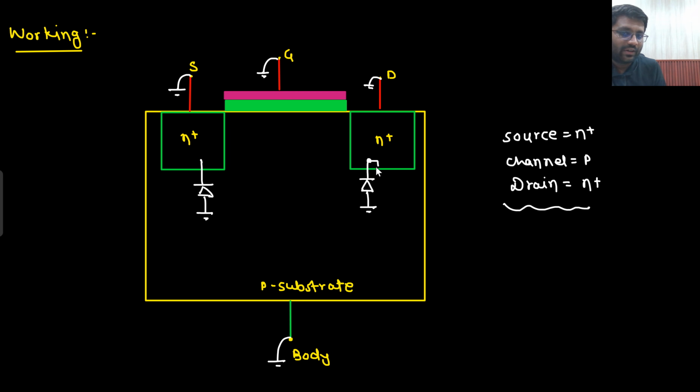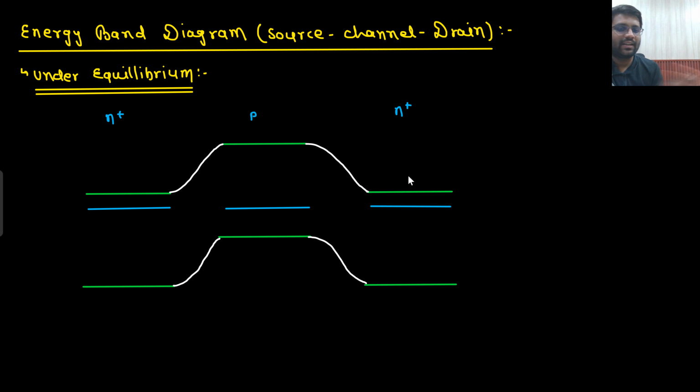Drain is at ground. As of now, this is also at ground. That means there is no bias here, no bias at all. Perfectly, current is zero. Drift and diffusion cancel out each other.